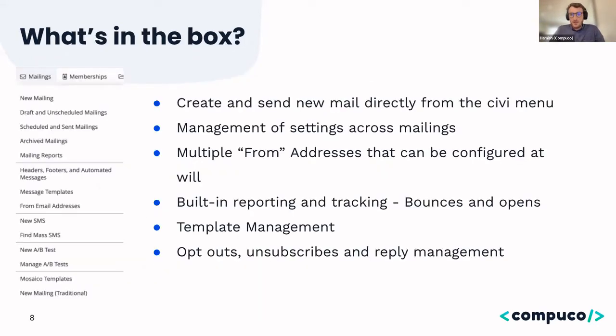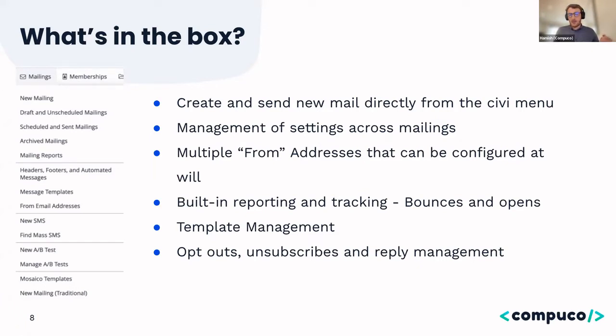So starting with CiviMail, what's in the box? There is, I would say, a complete and fairly powerful mailing package built into Civi. It gives you options to do a quick-fire start and build mailings right from the mailing menu, which is what's displayed on the left here with all the options. From there, you can also manage the settings across mailings and use different from addresses, which are useful for managing content from different teams and making it clear to people what the context of mailings is.